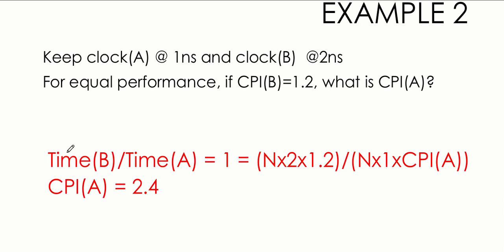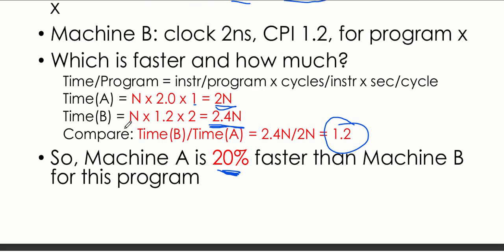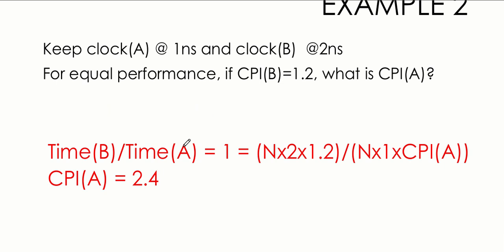So it's the same thing. You take the ratio time of B over time of A, and it is equal to... Now, you remember that the time of B will be given by the number of instructions per program, cycles per instruction, and the seconds per cycle. With that in mind, you can effectively calculate the performance.